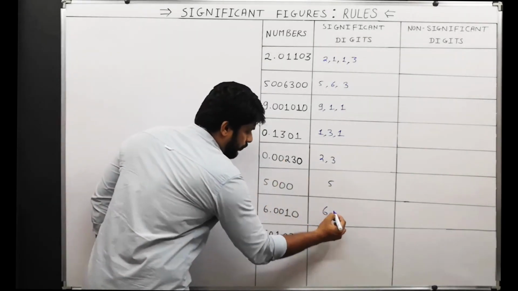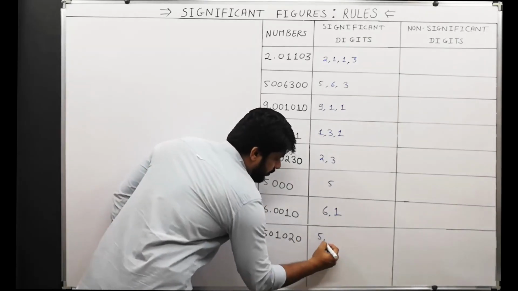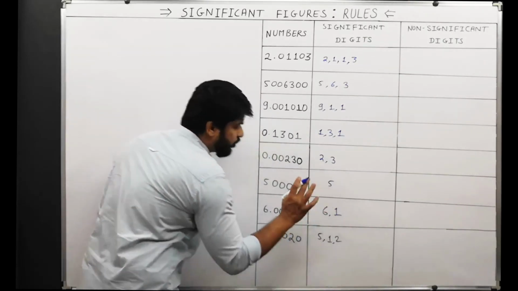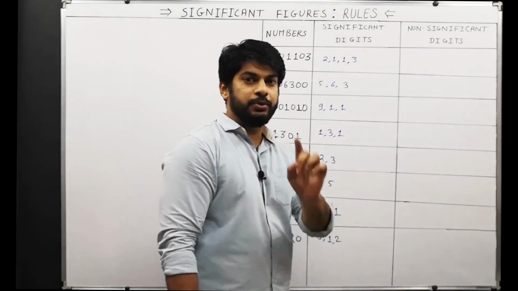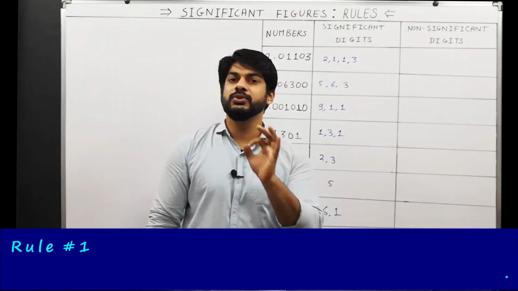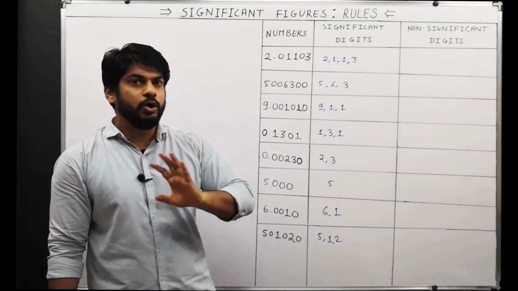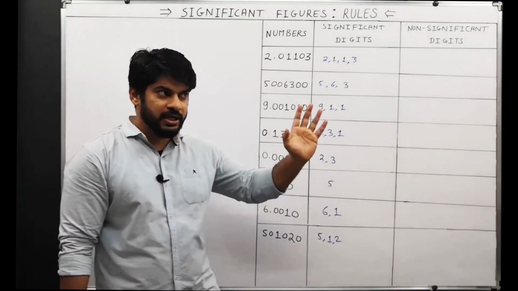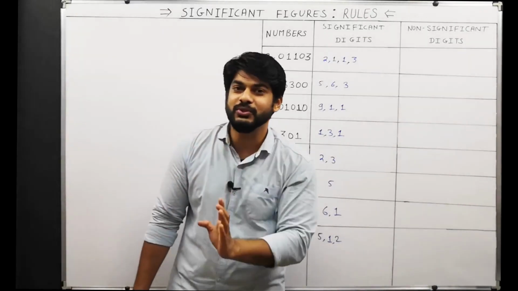6, 1, okay, then 5, 1, 2, okay, 5, 1, 2. Okay, so right now we have these many significant digits according to the first rule. The first rule says that all the non-zero digits are significant. Now all the non-zero digits are done with. Now we will move to the zeros. Okay, what about the zeros?